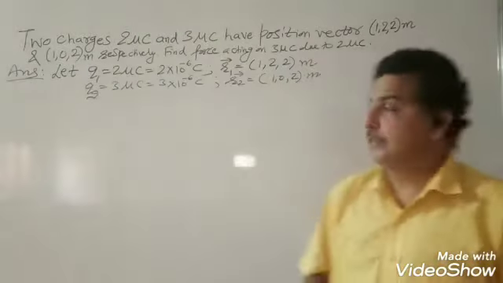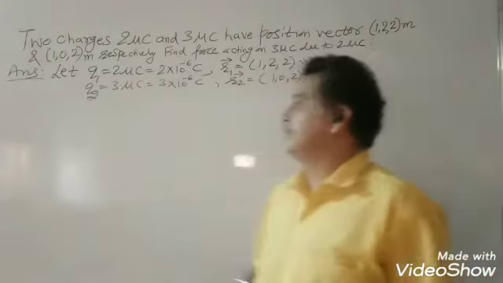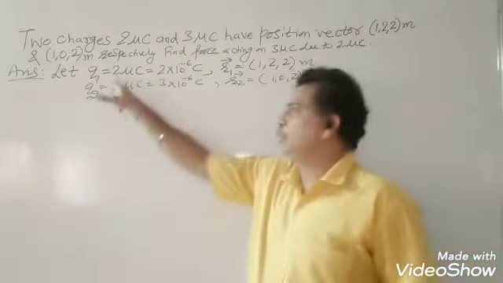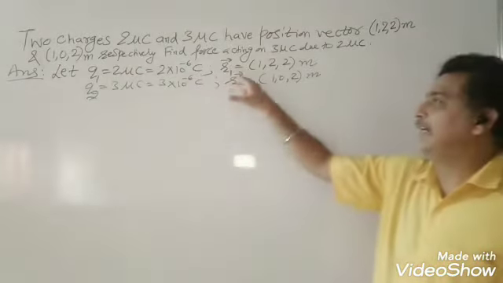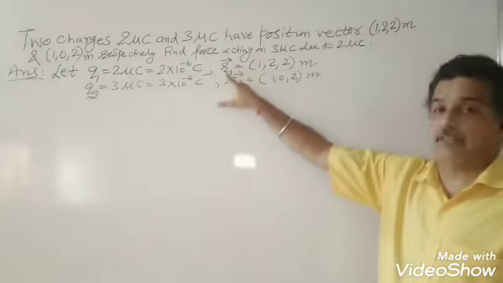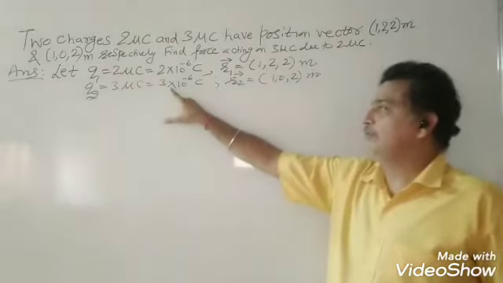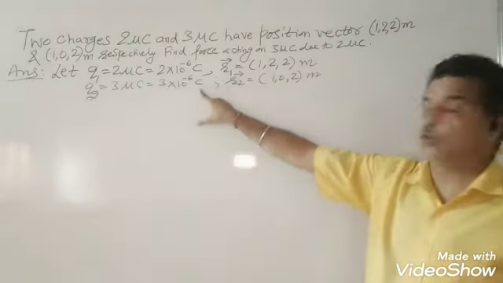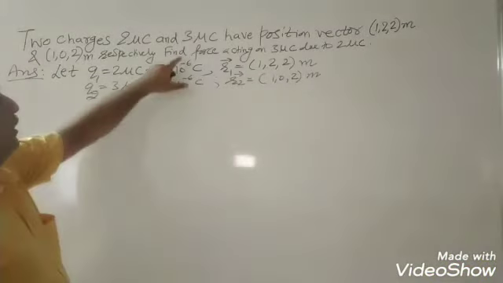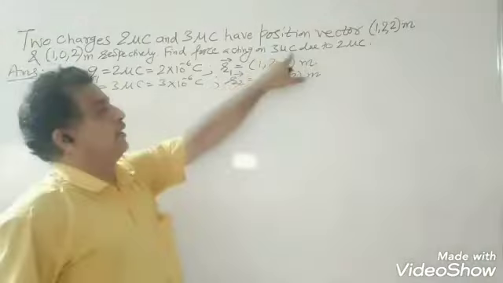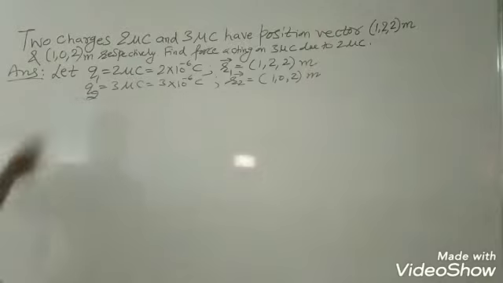Now the first step is we will assign the symbols for the charges. So let us take Q1 to be 2 microcoulomb, which can be written as 2 into 10 raised to minus 6 coulomb, and its position vector is denoted by R1, which is (1, 2, 2) meter. Similarly, Q2 is 3 microcoulomb, which can be written as 3 into 10 raised to minus 6 coulomb, and R2 is (1, 0, 2) meter. Now, if you see the question, you have to find out the force acting on 3 microcoulomb, and the symbol denoted to 3 microcoulomb is Q2.